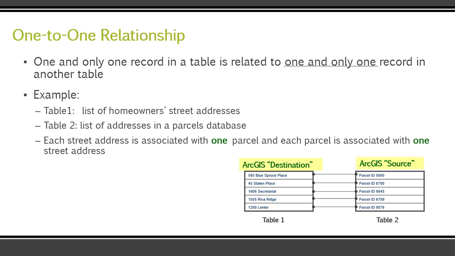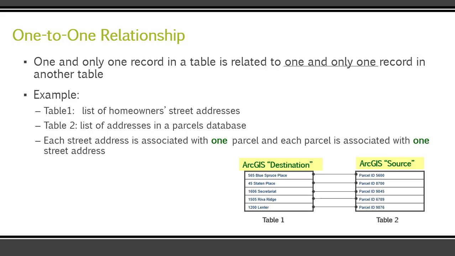If we were to combine these two in the way that it's set up right here now, the ArcGIS destination, that is the table where things are moving to. All right, that's the destination. And the source is where it's coming from. So think of this as flowing. It's flowing from the source to the destination.